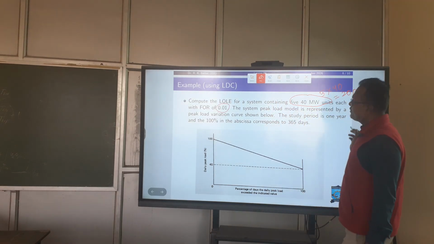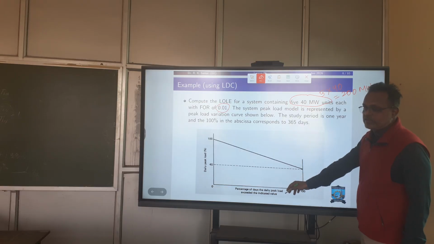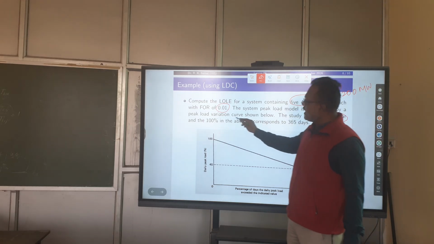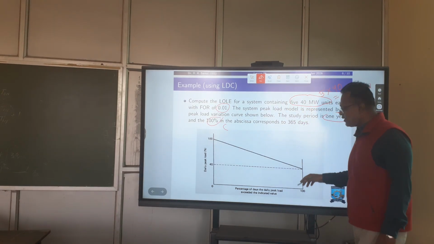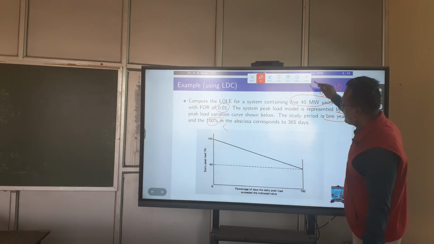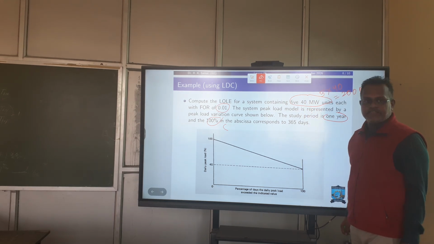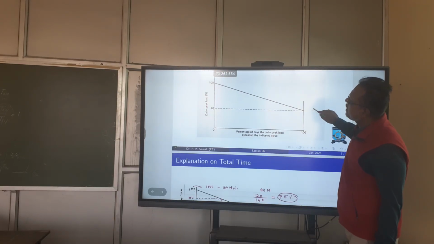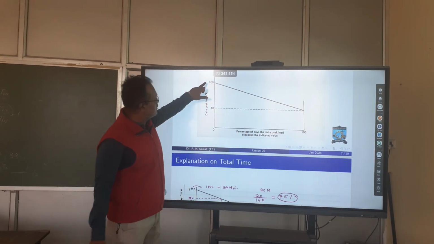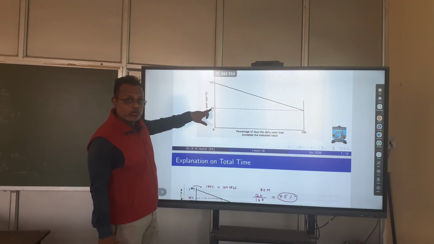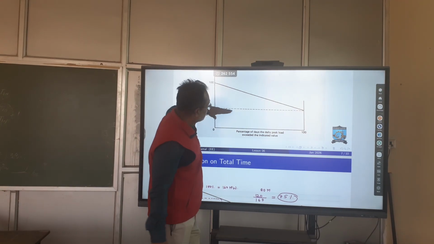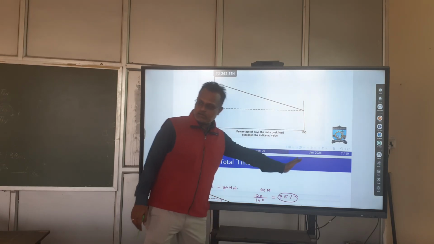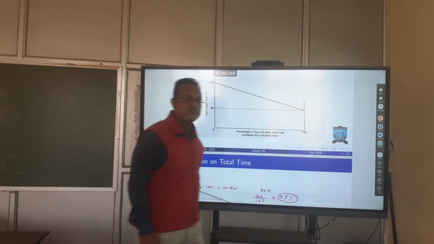The system peak load is represented by a peak load variation curve. The study period is 1 year and 100% on the axis means it is cumulative. This is the problem from this book, Billinton and Allan. Now your job is first to draw this LDC. This one. So what do you understand from here? This is 100% of the load. This is 40% of the peak load. And 40% of the peak load is the base load, which is occurring for 365 days of the year. So draw this curve. Quickly draw this curve.